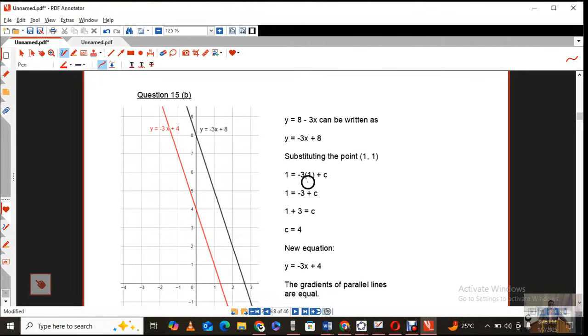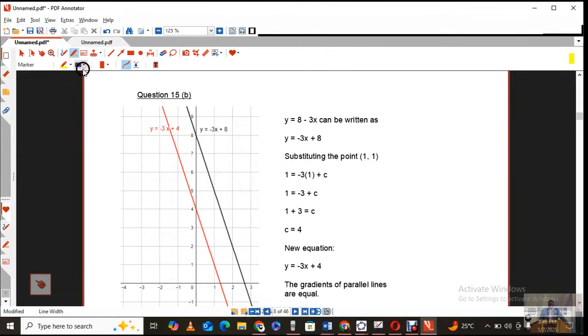But they want a line that is parallel to this line, so therefore their gradients will be equal. As you can clearly see, this minus 3 and this minus 3 indicate that the gradients are equal. The only thing that will change is where the lines will cross the y-intercept. Now, taking the point (1, 1), x is 1 and y is 1, and substituting it into this formula here.